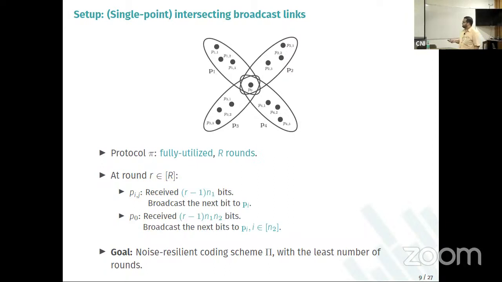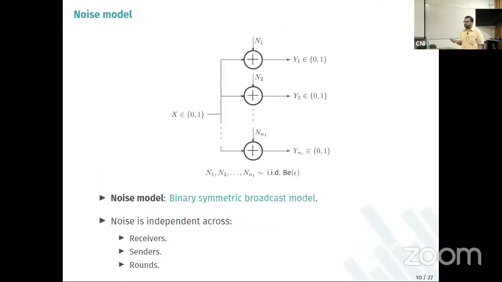So, a bit on the noise model. All transmissions are binary. Suppose somebody in some link is broadcasting the bit X, then each of the N1 remaining parties in that broadcast link hears an independent epsilon-noisy copy of that bit. Epsilon-noisy copy means you flip it with probability epsilon, or you keep it as it is with probability 1 minus epsilon. This model is called a binary symmetric broadcast model. And the noise is independent not just across receivers, but across senders, across rounds, for every transmission; all the noise is independent.